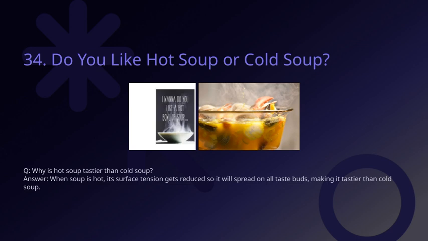This connects to the broader idea that temperature can influence how we perceive flavors, making hot foods often seem more flavorful than cold ones.